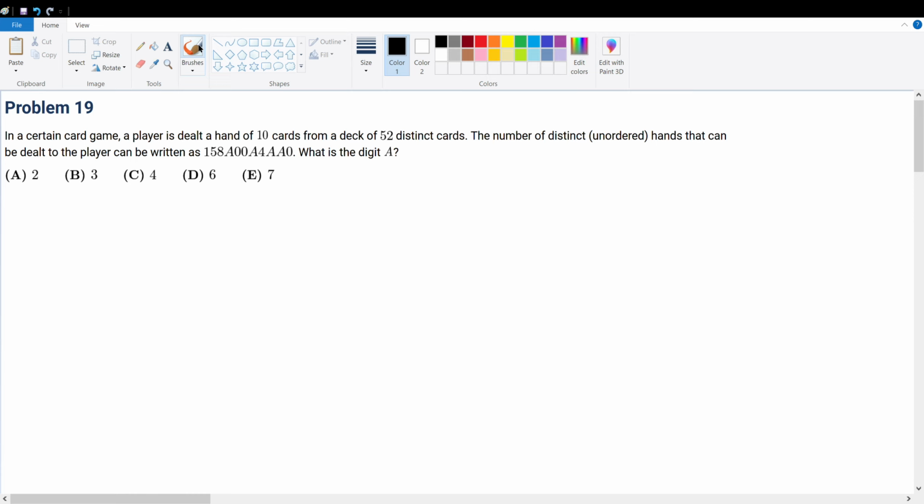Problem 19. In a certain card game, a player is dealt a hand of 10 cards from a deck of 52 distinct cards. The number of distinct unordered hands that can be dealt is written as that. What is the digit of A?